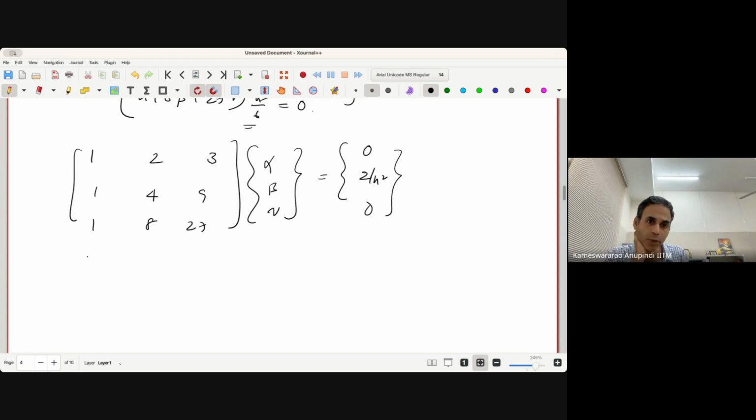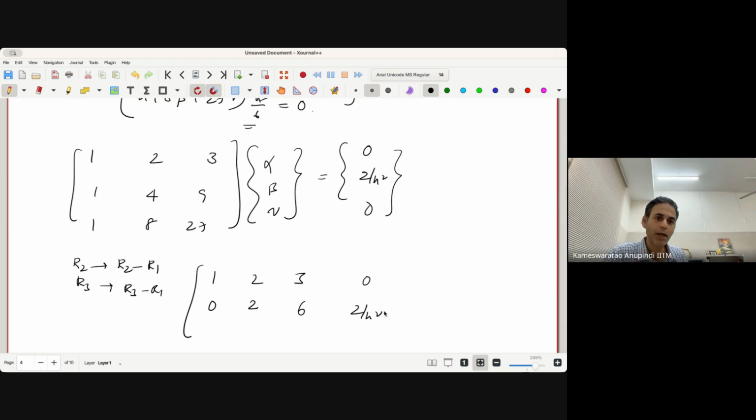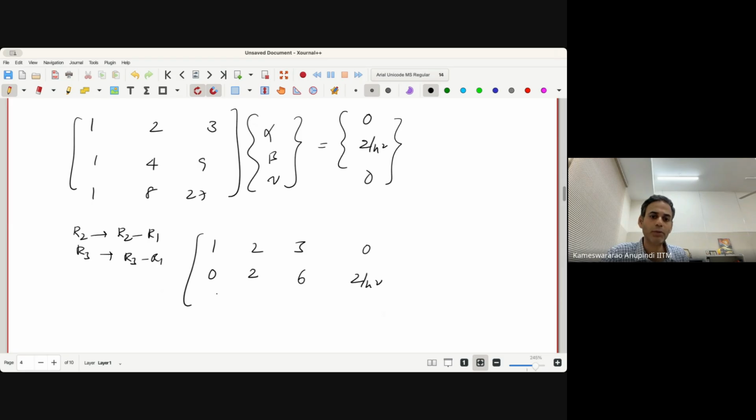So I'll resort to Gaussian elimination. I'll say R2 tends to R2 minus R1, R3 tends to R3 minus R1. That's going to give me 1, 2, 3, 0. Then 1 minus 1, 0, 4 minus 2, 2, 9 minus 3, 6, 2 by h square. And the last row, R3, is going to be 1 minus 1, 0, 8 minus 2, 6, 27 minus 3, 24, and 0 minus 0, 0.